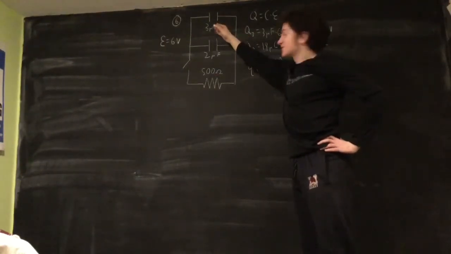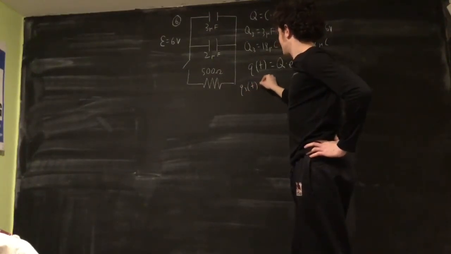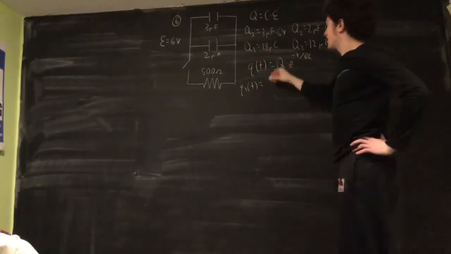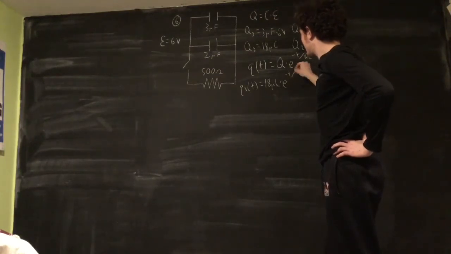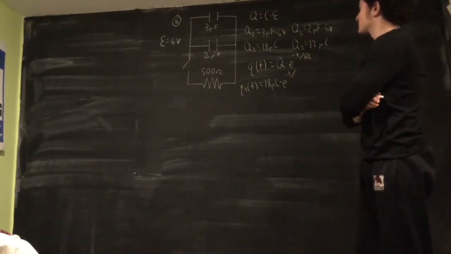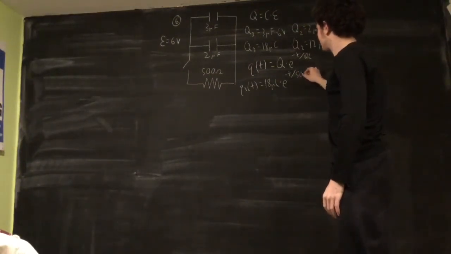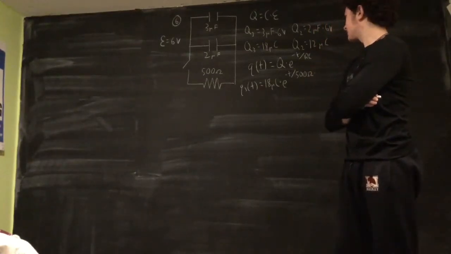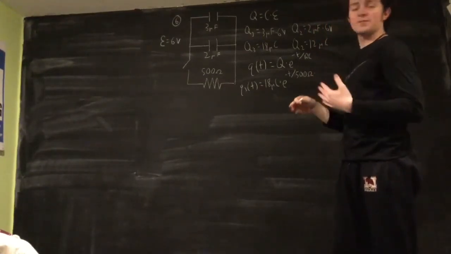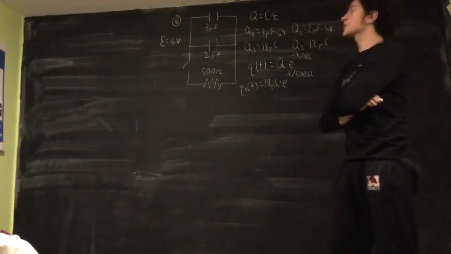Starting off the first capacitor up here, we'll go Q sub 3 of T is equal to that original charge, 18 microcoulombs, times E to negative T over, well, we know what the resistance is, it's just 500 ohms. But what do we multiply it by? Do we do the whole capacitance of the circuit, or just the capacitance of the one capacitor?